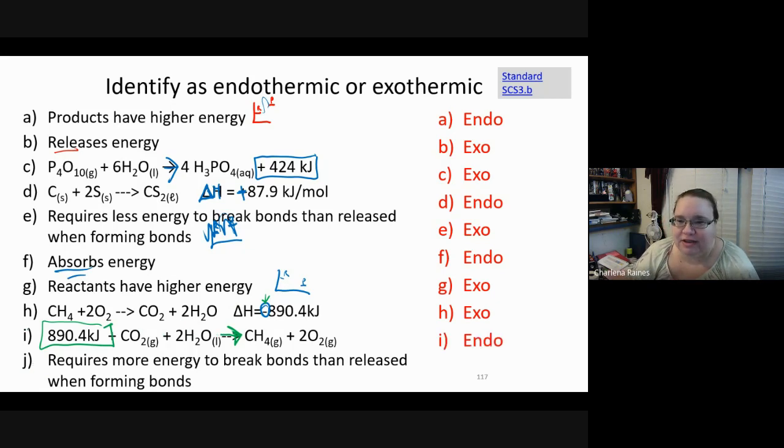And last but definitely not least, we have the fact that it takes more energy to break the bonds than released when forming the bonds. It takes more energy to break the bonds. That means we have to put in more energy. Therefore, it is endothermic. You do have some endothermic, exothermic practice in Google Classroom.